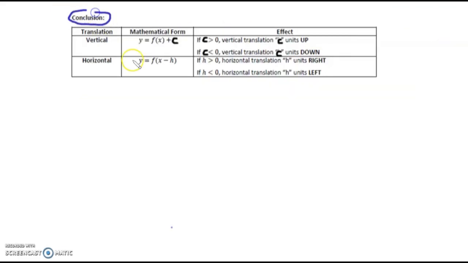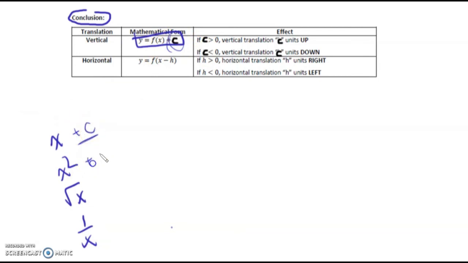So conclusion. In regards to vertical and horizontal translations, vertical translations are in this form here. So whatever function it is, and we talked about base functions, x, x squared, root x, or 1 over x, whatever function it is, if it's a vertical translation, it's going to be whatever number is here tacked onto it, okay? Like on the end, so plus c. So if c is greater than 0, in other words, if it's positive, then we just move that base graph up. And if it's negative, we move that base graph down.